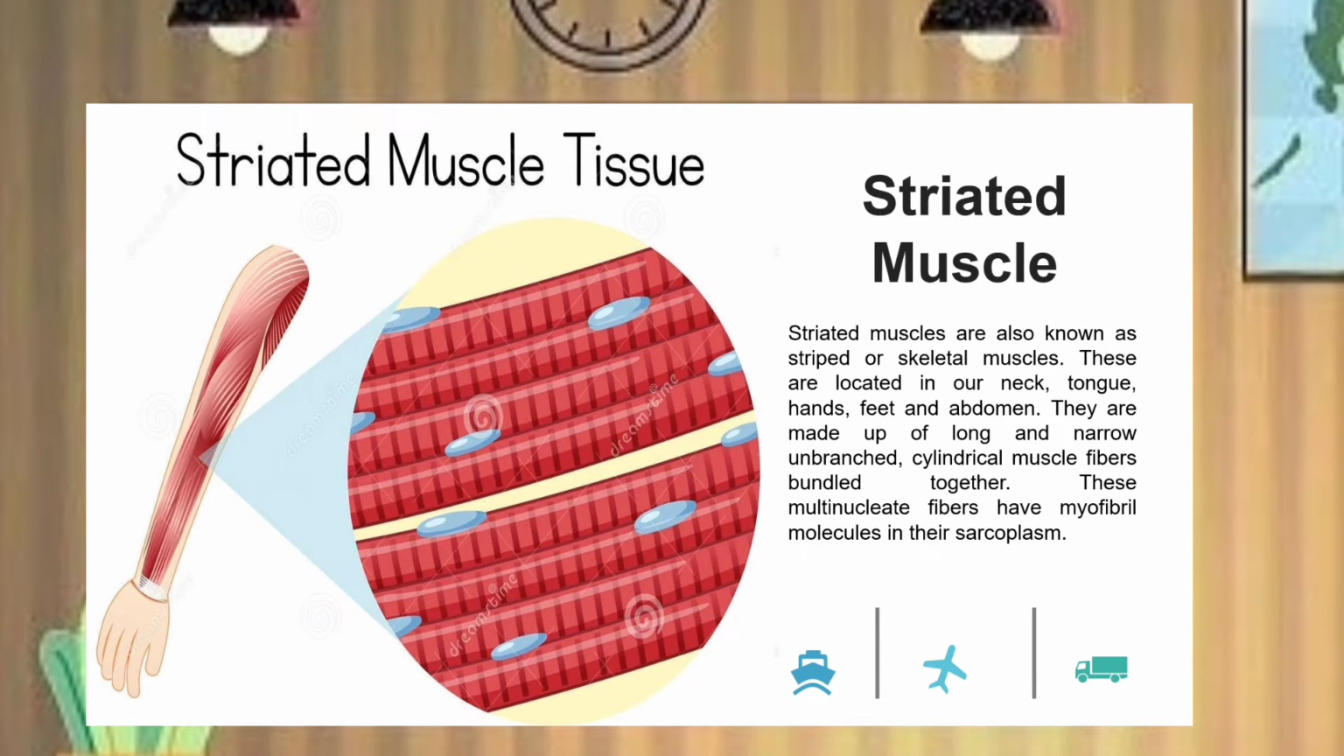Striated muscles are also known as striped or skeletal muscles. These are located in our neck, tongue, hands, feet, and abdomen. They are made up of long and narrow unbranched cylindrical muscle fibers bundled together. These multinucleate fibers have myofibrils in their sarcoplasm. Okay, for the next activity, please see the video about muscle tissue in the PPT.